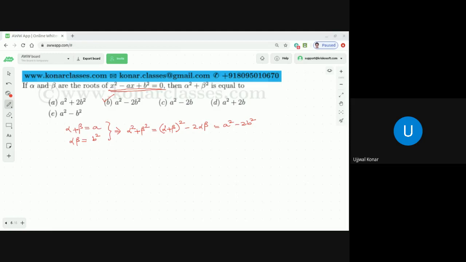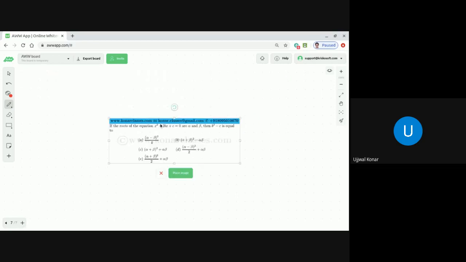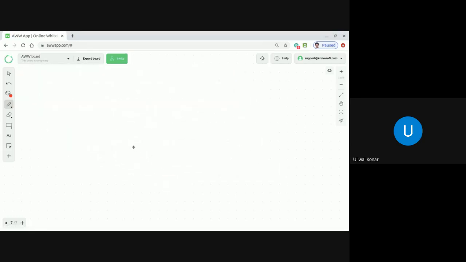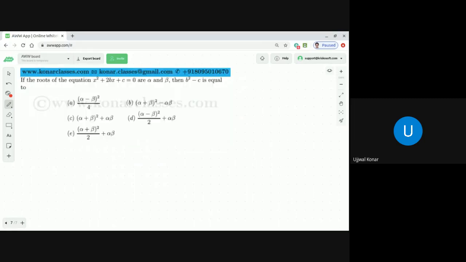So this is a similar question. Look into this question, dear students. If the roots of the equation x square plus 2bx plus c equal to 0 are alpha and beta, then b square minus c is equal to what? We need to find it out.